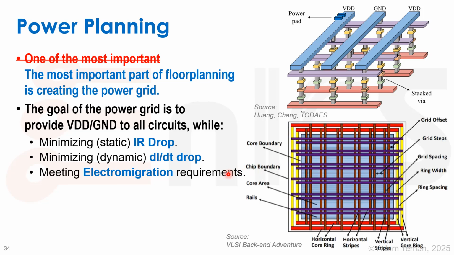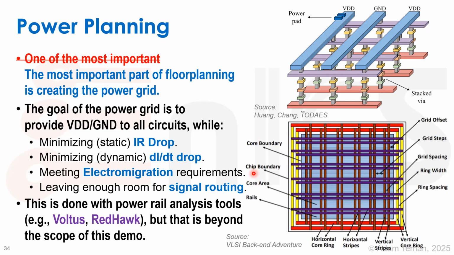Then the next thing, of course, is electromigration. So we're going to have a lot of current running through the wires, and if we have too high a current density, then after a while we're going to have an open or a short on wires, and so we must meet our electromigration requirements so we get reliability in our chip. And finally, we need to leave enough room for signal routing. If we just cover the whole chip with power grid, then we're not going to be able to route our signals, and then we're not going to be able to make our design. So that's kind of a trade-off here of how dense we make our power grid versus how much area we actually have for routing.